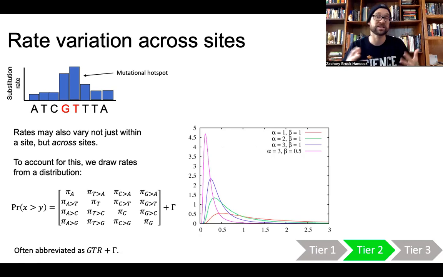So what this does is this allows us to account for the fact that at every single site, you can have an independent rate, a rate that is not simply constant across sites, but that may be driven by mutational hotspots or cold spots. So this is just another way that we can account for this variation in rate and add a little bit more realism into our models.